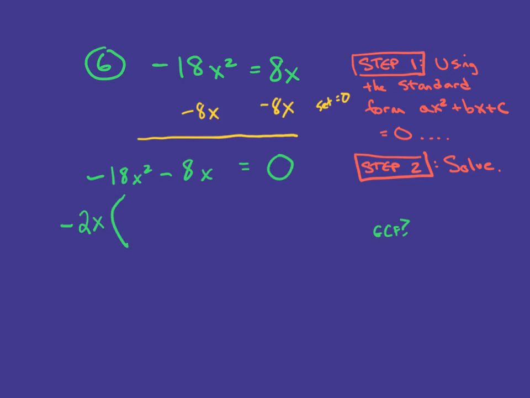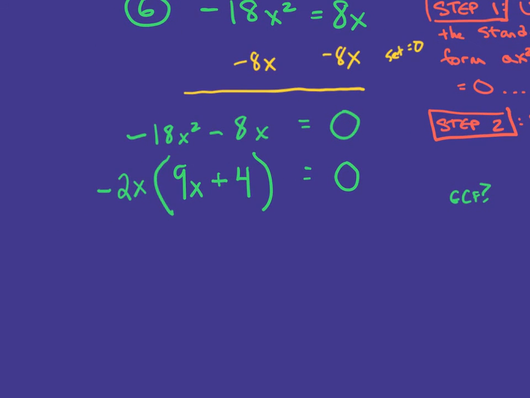So negative 18 divided by negative 2 would give you 9. We took out an x, so that leaves an x. And then negative 8x, when you divide out the negative 2, negative 8 divided by negative 2 actually gives you a positive 4. Since we took out an x, there's no x there. Still equal to 0. And then once you've done that, this will be your step 1.